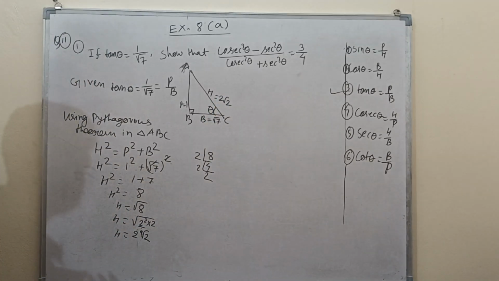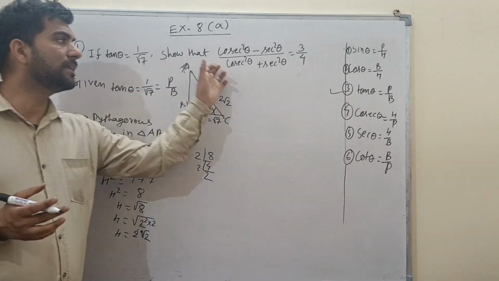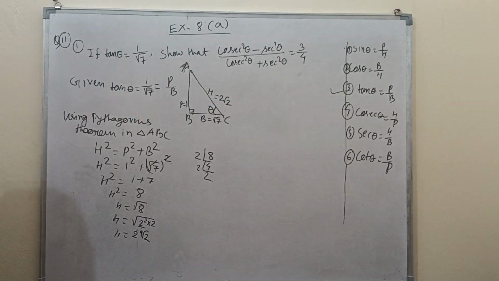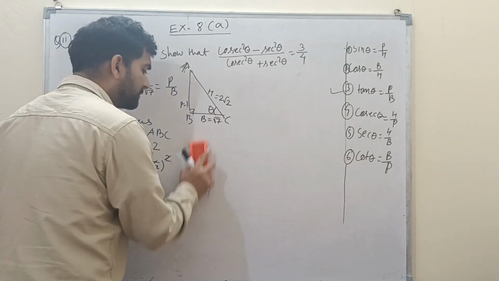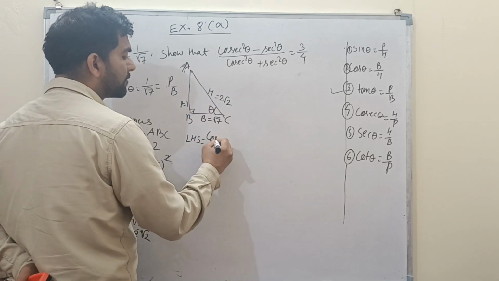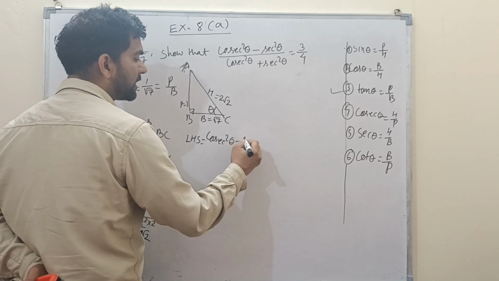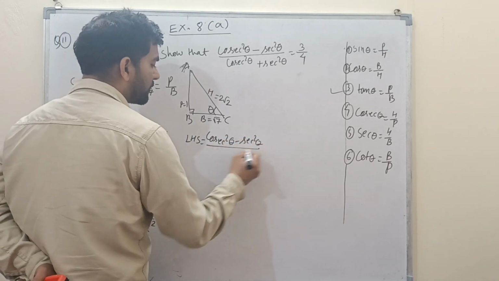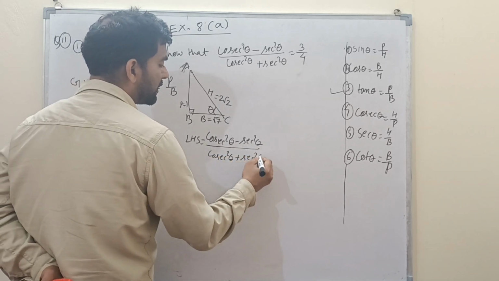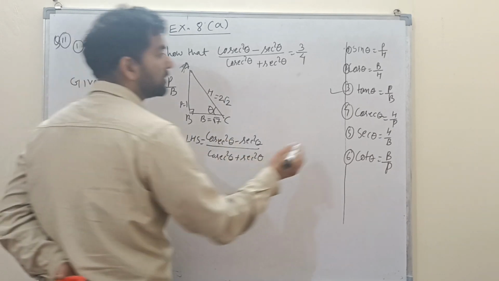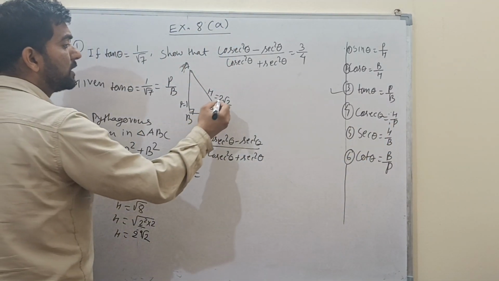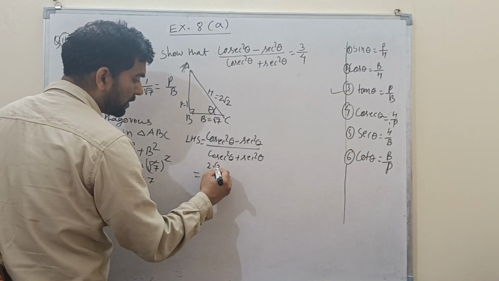Let us see whether we can prove LHS equal to RHS here. So hypotenuse we have obtained. Now we will write LHS. LHS is cosec square theta minus sec square theta by cosec square theta plus sec square theta. Put the values. Cosec is hypotenuse by perpendicular, so hypotenuse we have 2 root 2 by perpendicular 1.